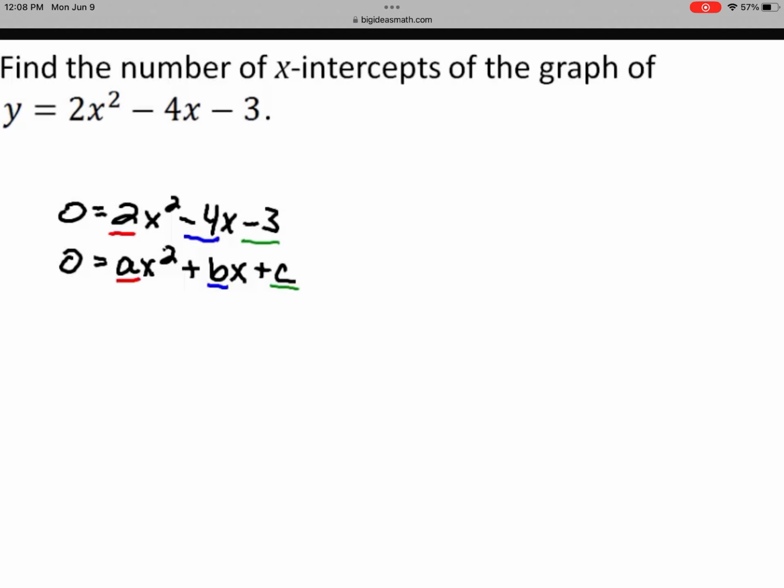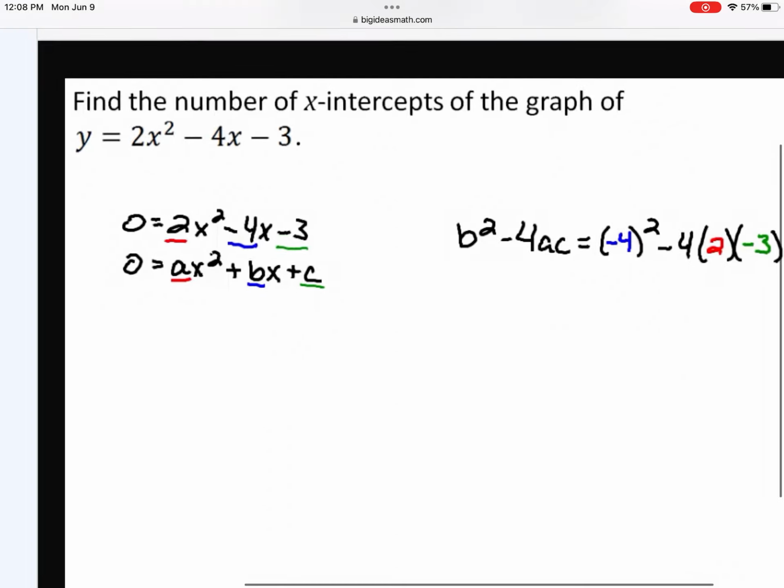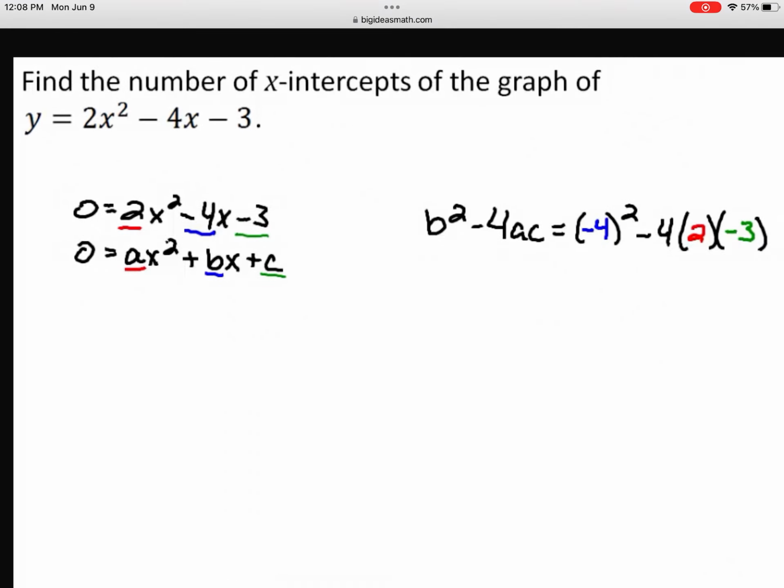Use the value of the discriminant to determine the number of real solutions of the quadratic equation. The discriminant is b squared minus 4ac. Substituting 2 for a, negative 4 for b, and negative 3 for c, you get the quantity negative 4 squared minus 4 times 2 times negative 3. The quantity negative 4 squared is 16, and 4 times 2 times negative 3 is negative 24.